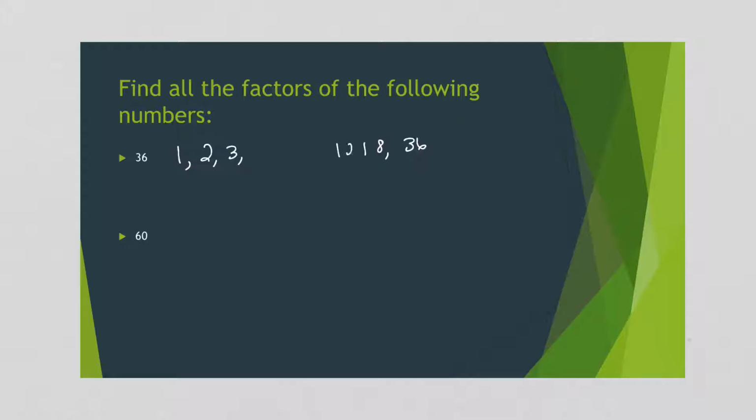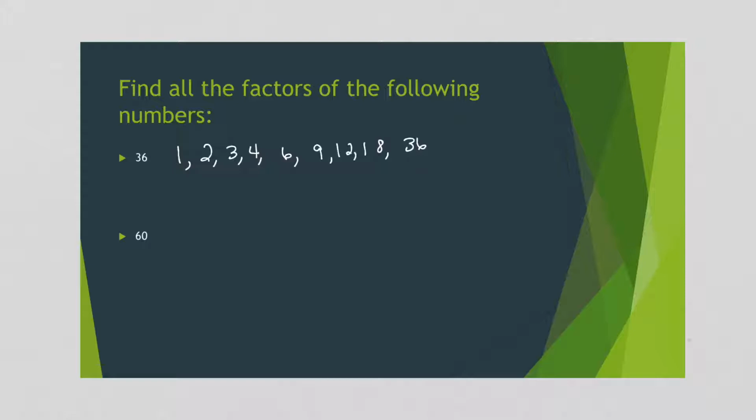3 times 12. Next number is 4. 4 goes in. 4 times 9. 5 does not, but 6 does, and it's 6 times 6. You don't have to list 6 twice. So these are all the factors of 36. 1, 2, 3, 4, 6, 9, 12, 18, and 36.